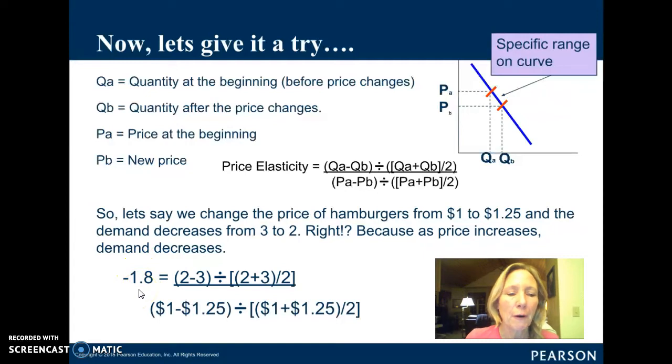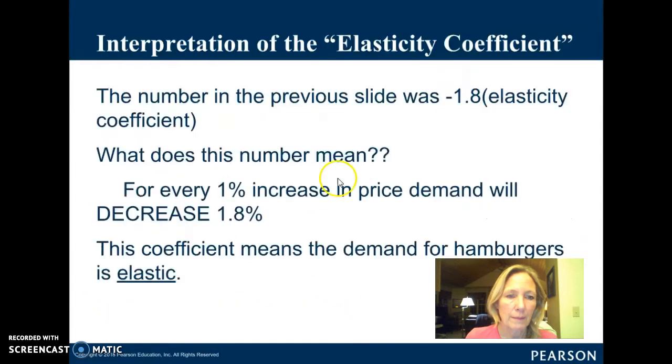And that elasticity coefficient is expressed as a percentage. So if we raise the price of burgers by 1%, the demand for burgers would decrease by 1.8%. So price goes up by 1%, demand goes down by 1.8. Demand goes down, that's why you have a negative number. So for every 1% increase in price, demand will decrease by 1.8%.